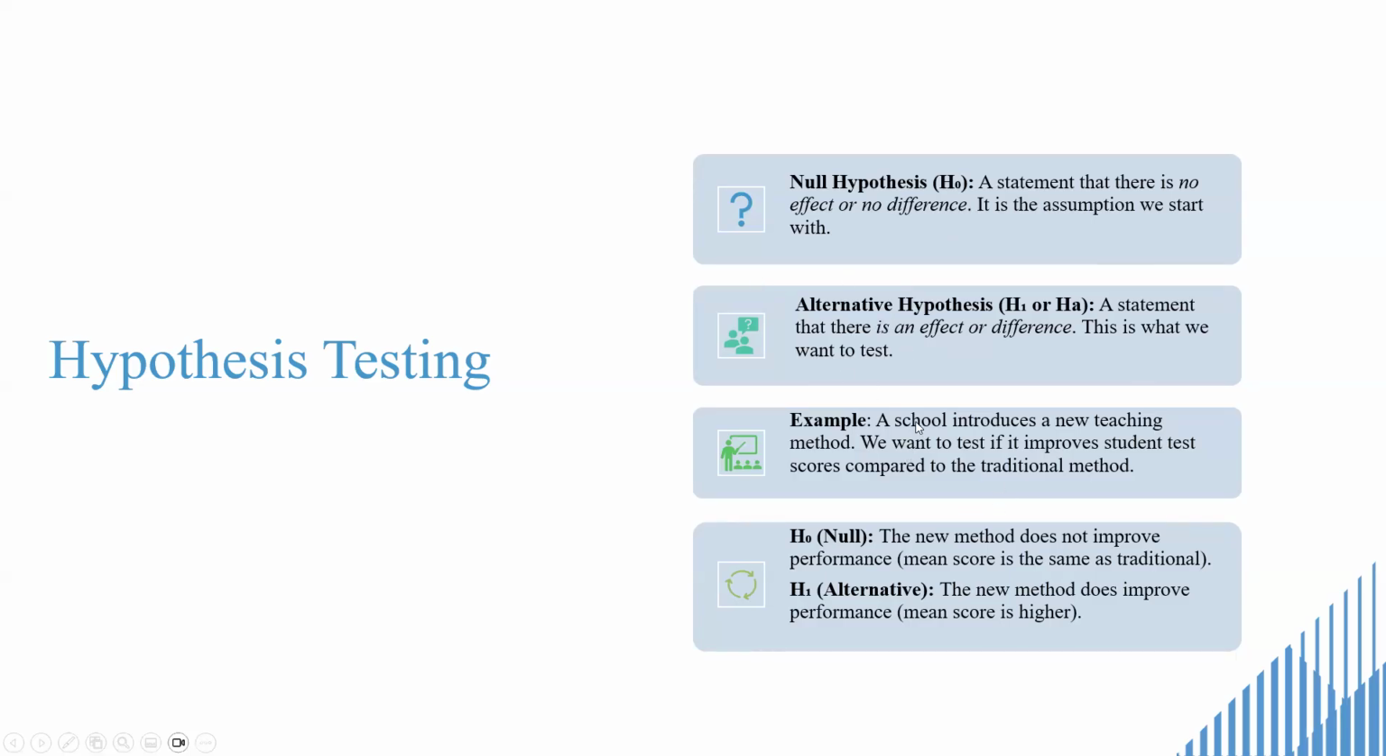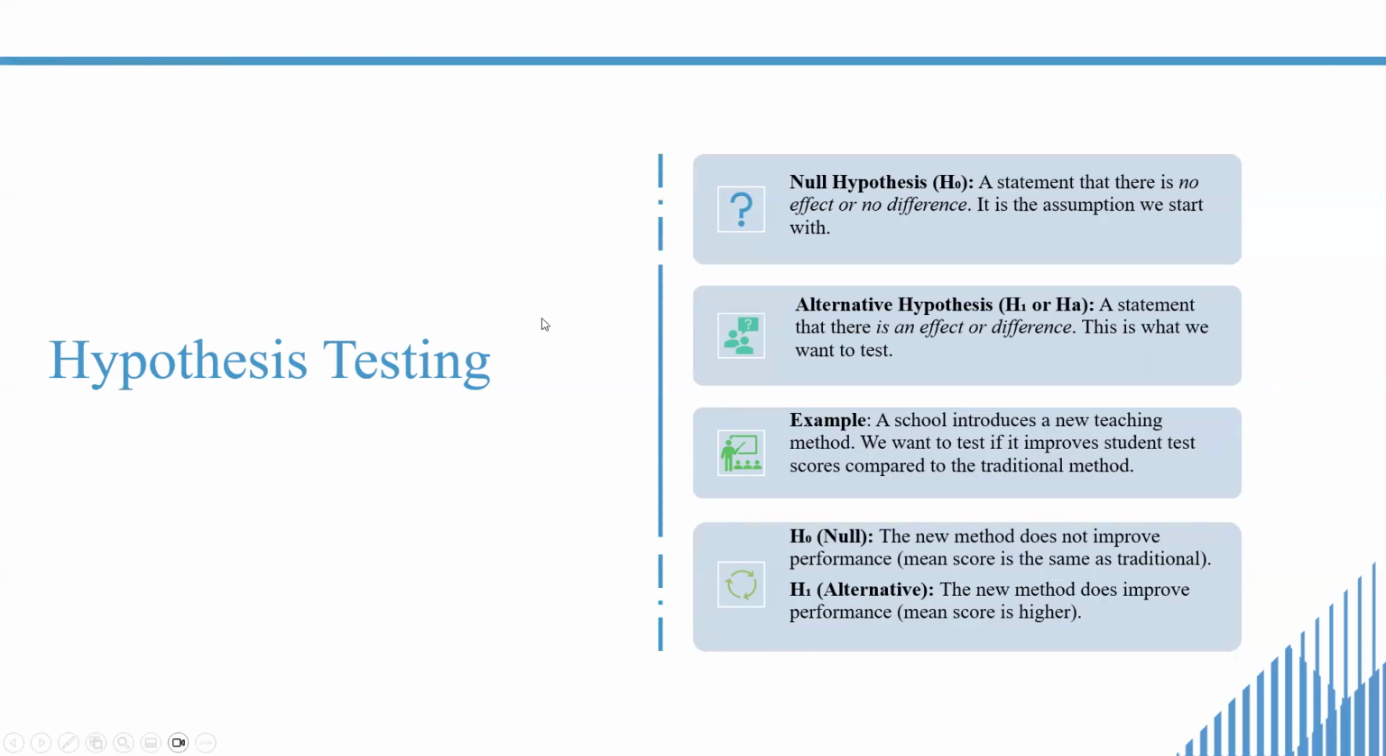For example, a school introduced a new teaching method. We want to test if it improves student test scores compared to the traditional method. So our null hypothesis is that the new method does not improve performance, meaning the mean score is the same as the traditional. For our alternative, we say the new method does improve performance, so the mean score is higher compared to the other one.